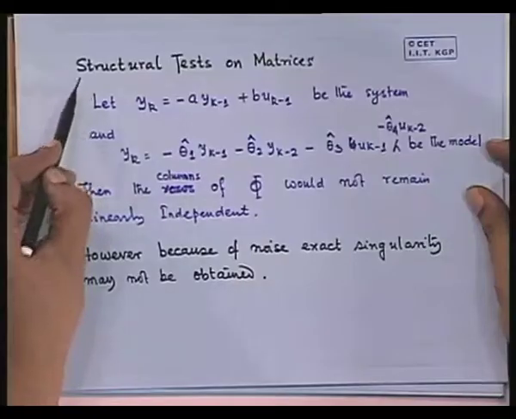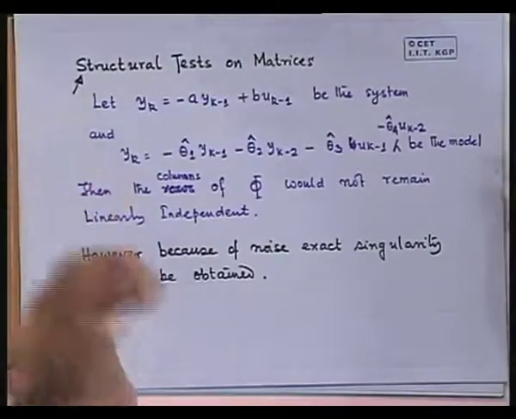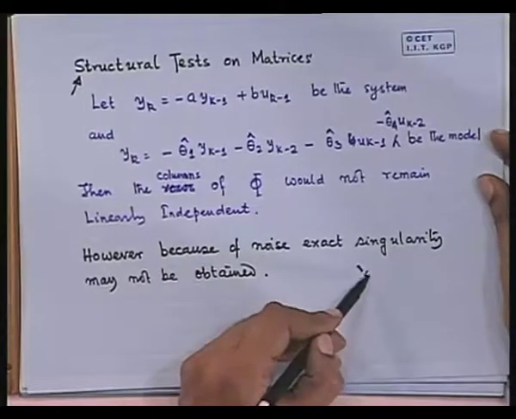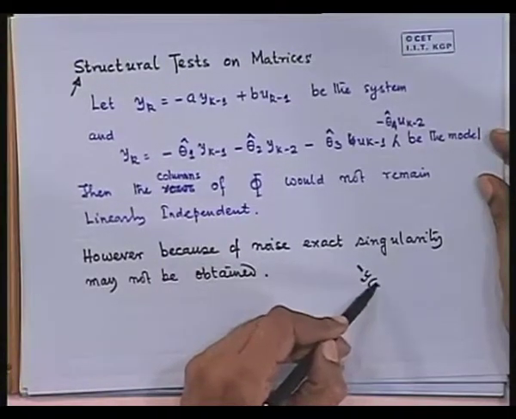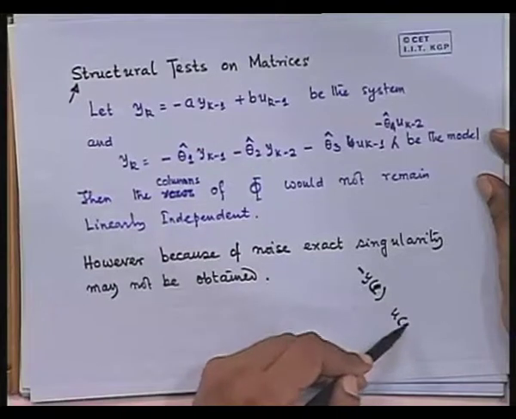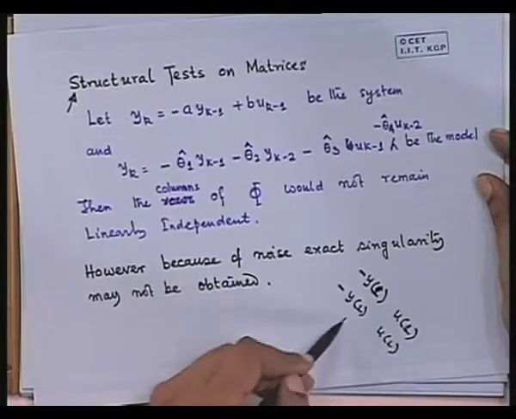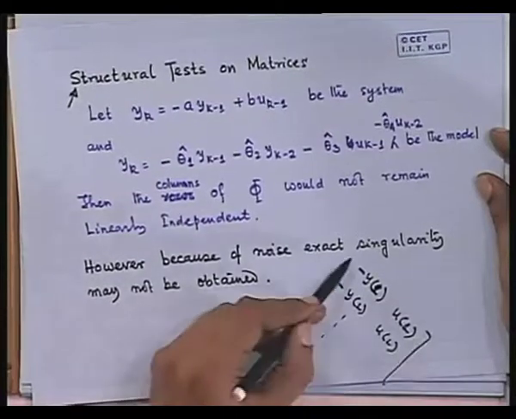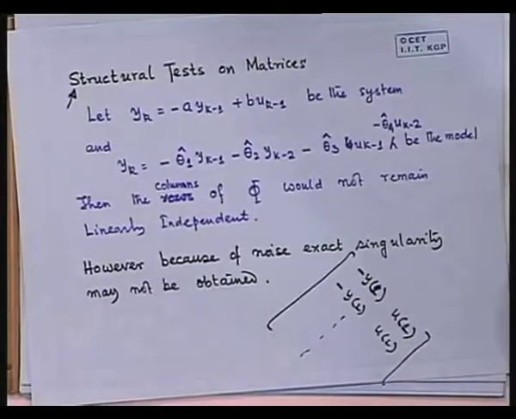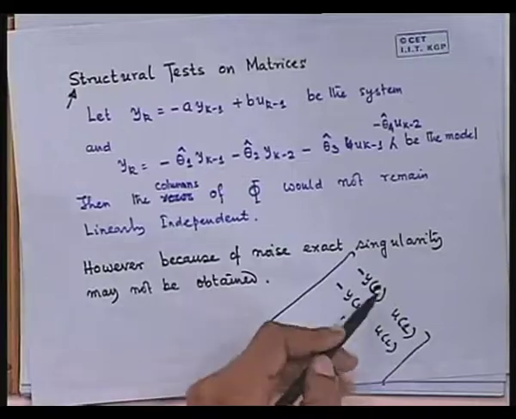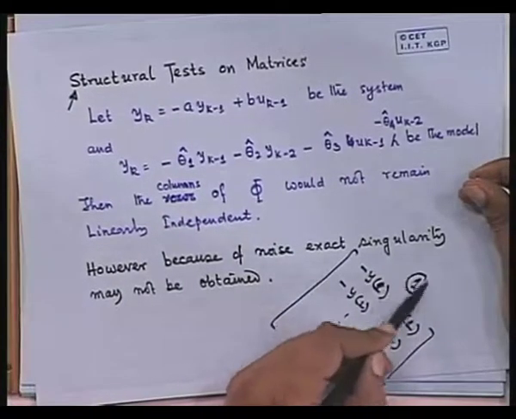Then the other approach, which is simpler conceptually, is to do structural tests on matrices. Suppose you have a data vector, right? So you have minus y(k-1), u(k-1), say minus y1, u1, minus y2, u2, and so on. This is your data vector phi, right? This is your data vector for a first order model.